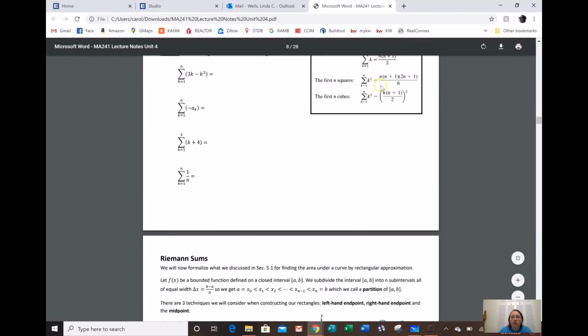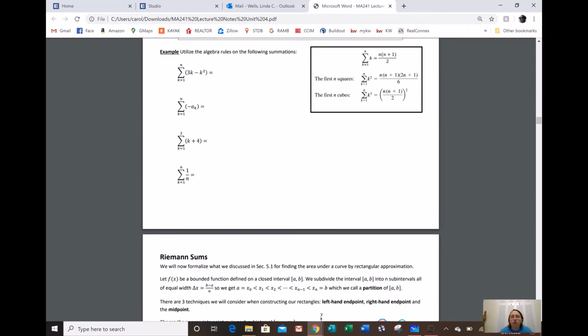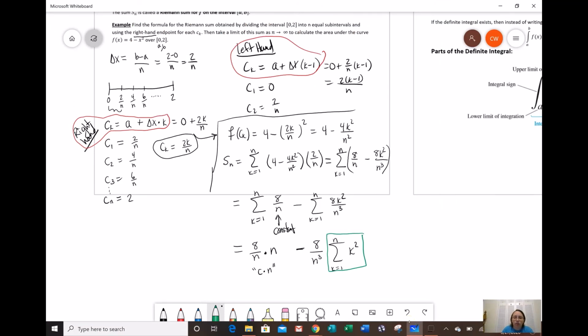All right, the sum of k squared. All right, yeah, I didn't want to get this wrong. You do need to have this memorized, by the way. n plus 1, 2n plus 1, all over 6. So this is going to be n plus 1, 2n plus 1, all over 6. And that's just the box. We still got to bring everybody else down in front. So we still have the minus 8 over n cubed multiplying by that sum.